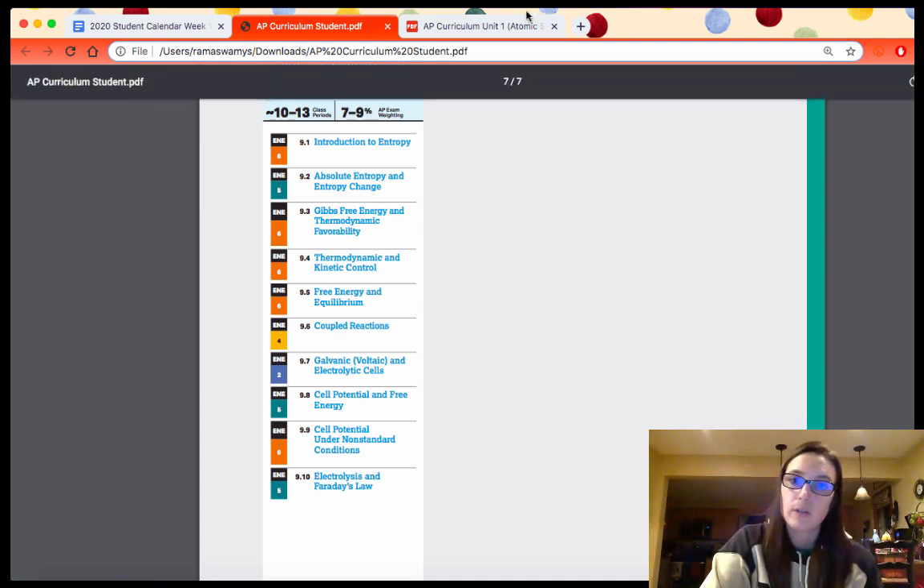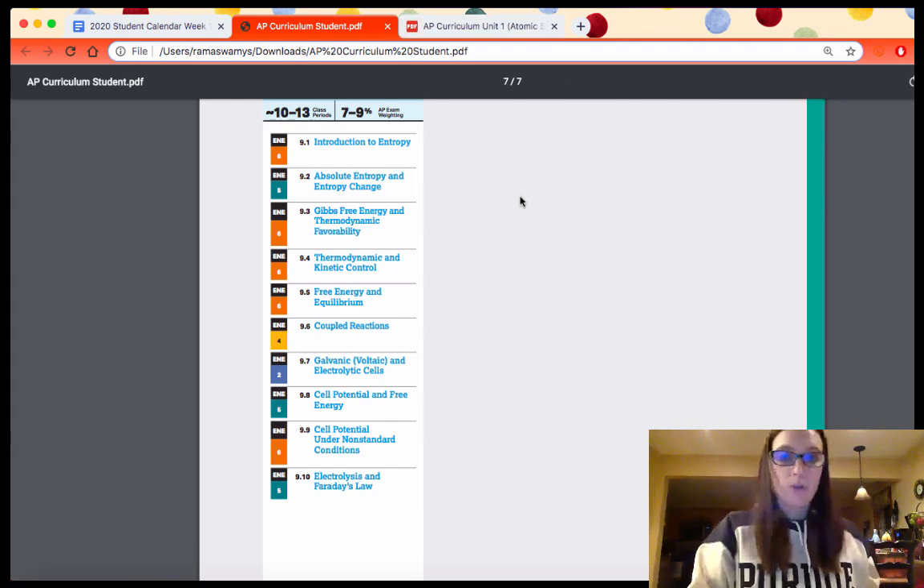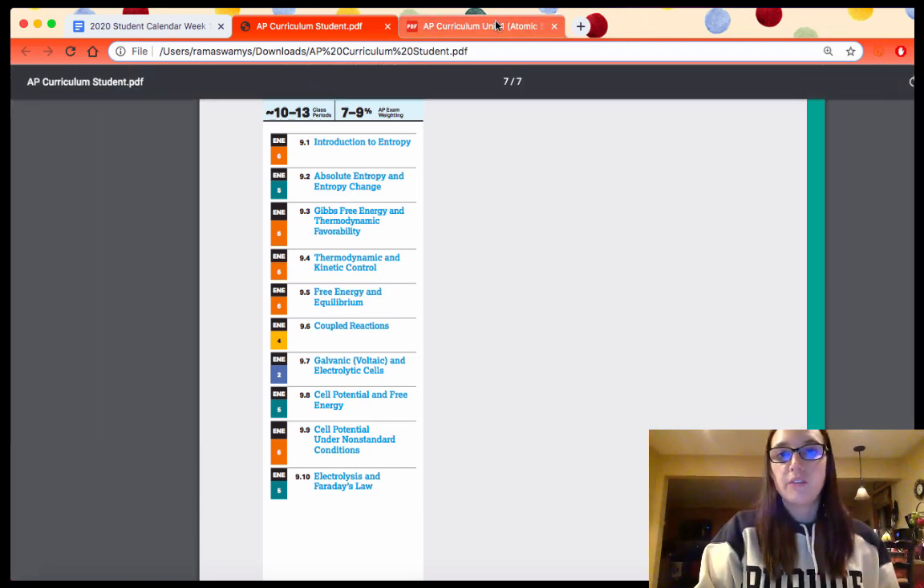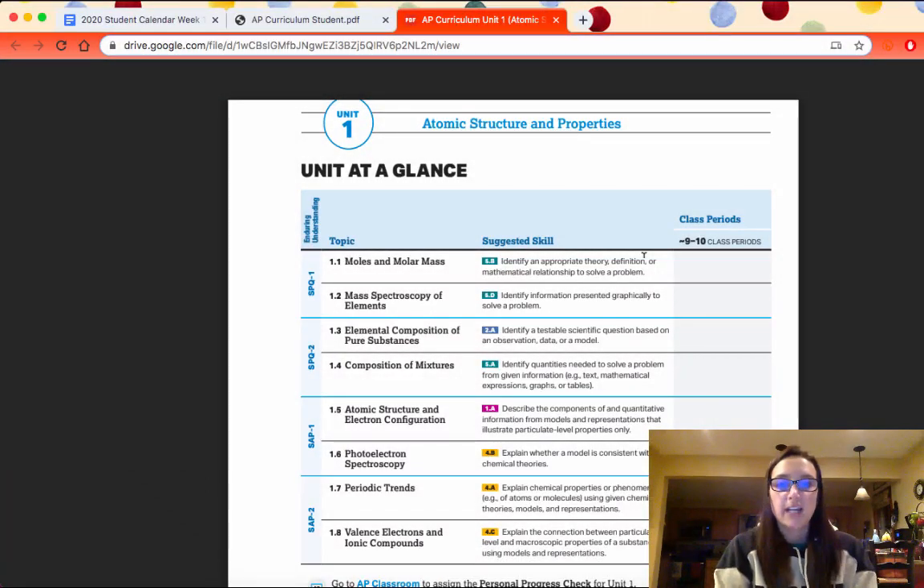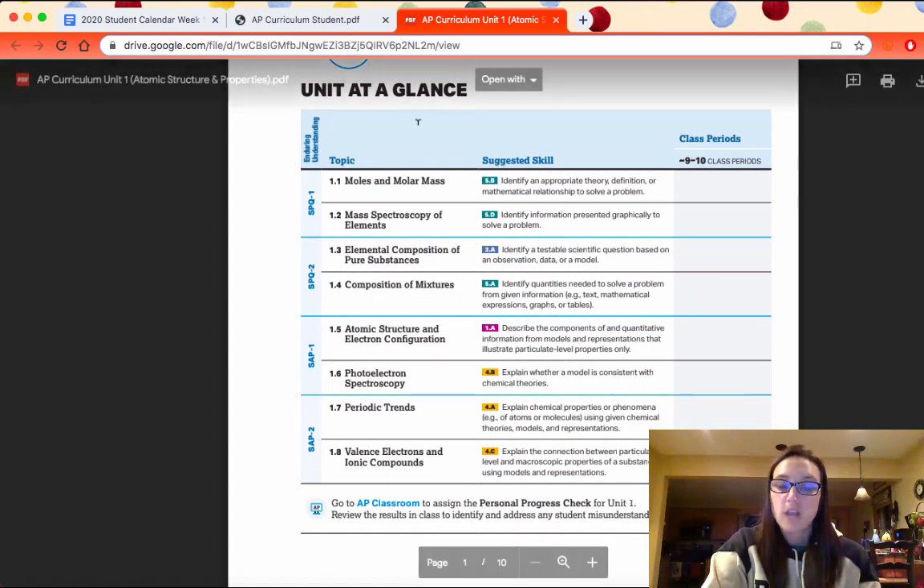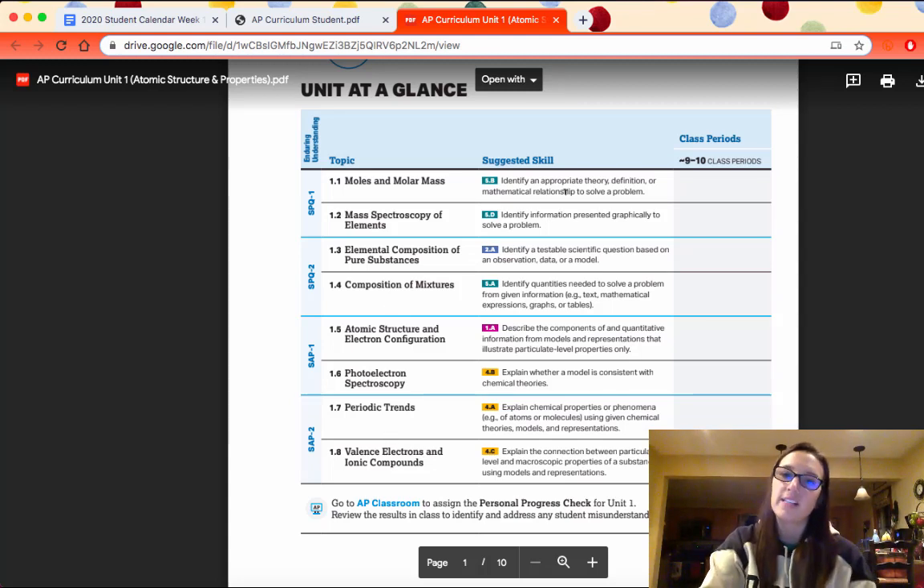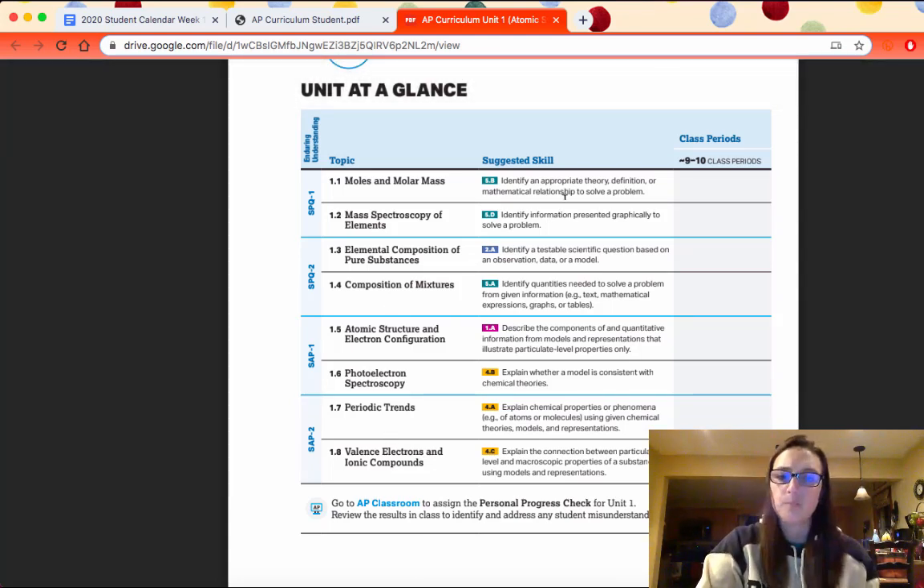So that is just the AP curriculum in general. What I want to do is specifically look at one of the unit guides, and show you some important parts of each of the unit guides. If you look at the unit 1 guide, this is atomic structure and properties. I have put each of the units into a PDF for you. The first page of each one is the unit at a glance, which has all of the topics within that unit, as well as a suggested skill. The suggested skill is something that AP might require you to do on the AP exam.